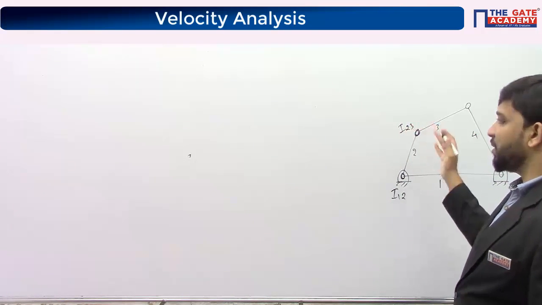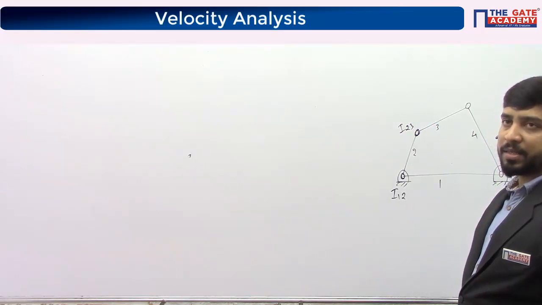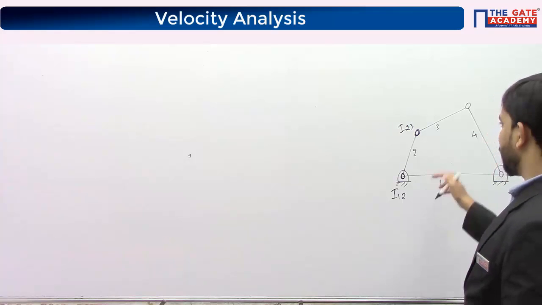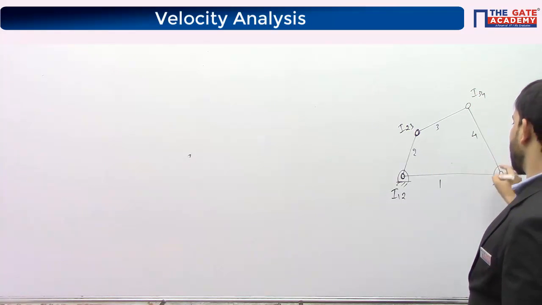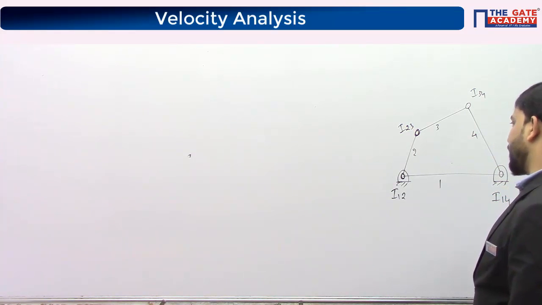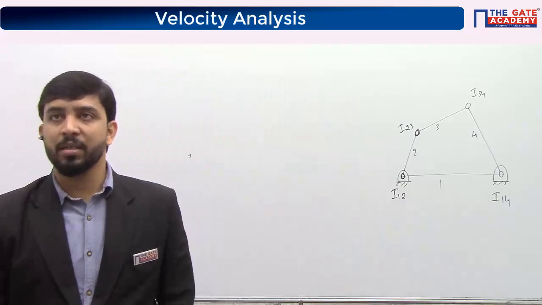In other words, whenever two links are connected by a turning pair, the common instantaneous center lies at the turning pair. These two links are connected by a turning pair over here, so the I center lies here. These two links are connected by a turning pair over here, so the I center lies here. Whenever two links are connected by a turning pair, the instantaneous center of rotation lies there.